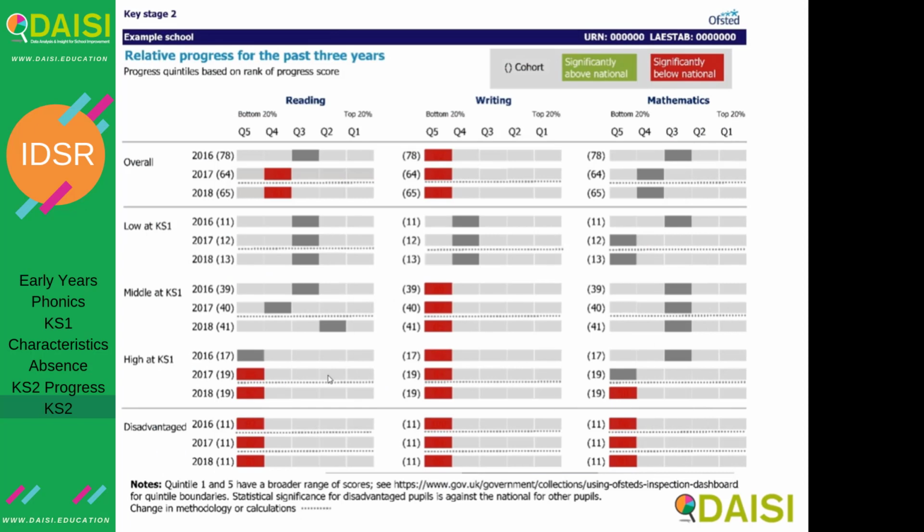And to get your 2017 and 2016 rankings, have a look at your 2017 IDSR. So in the next video, we'll have a look at areas to investigate for Key Stage 2 attainment and Key Stage 2 progress.